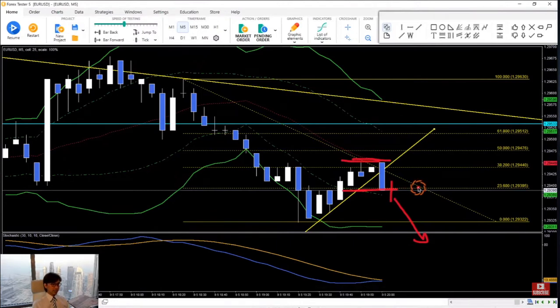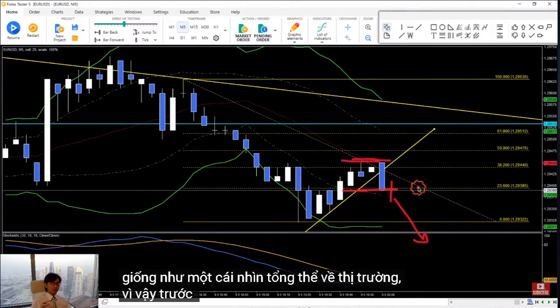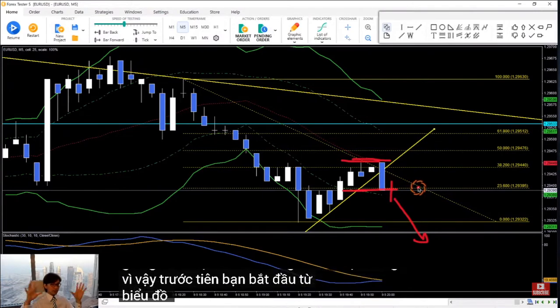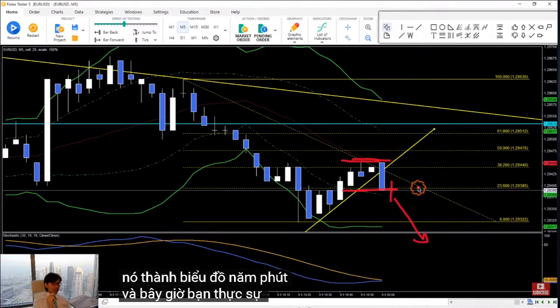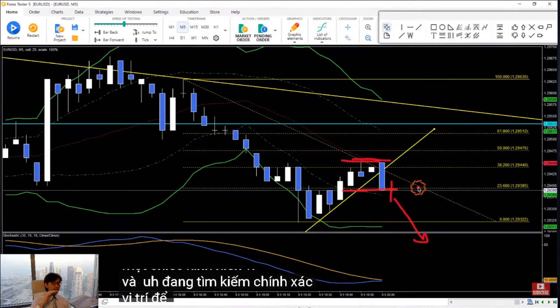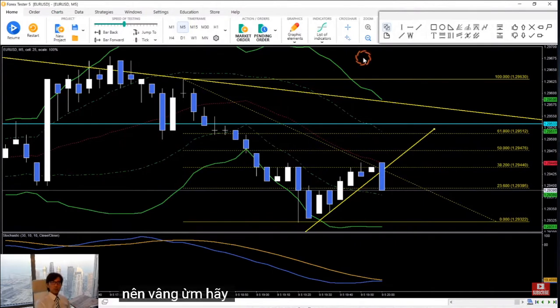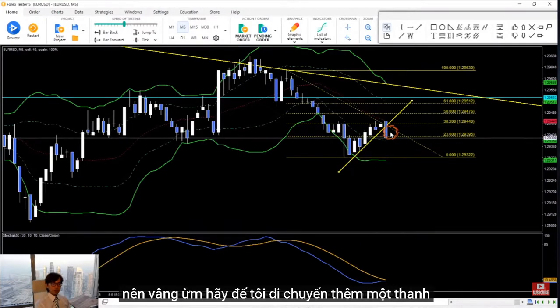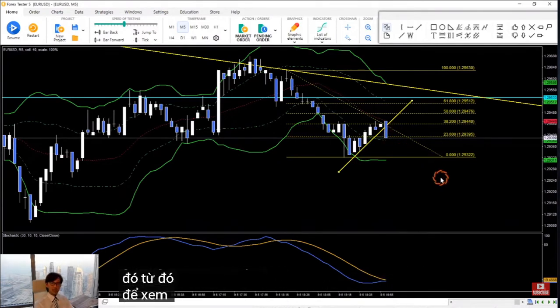So like this, I build up these confirmations one by one. I don't trust one single confirmation. This is like a holistic view of the market. So first you start from the bigger picture, daily chart or 4-hour chart, and break it down to the 5-minute chart. And now you're actually looking through a microscope and looking for exactly where to place the sell. So let me just move 1 more candlestick, and if it becomes bearish, then I will take that sell from there. So let's see.